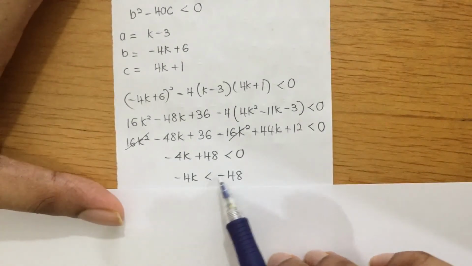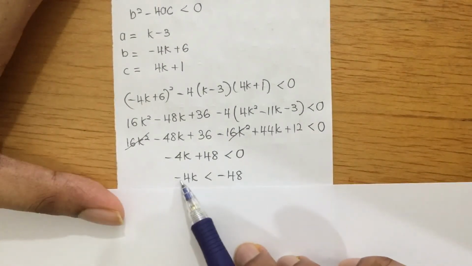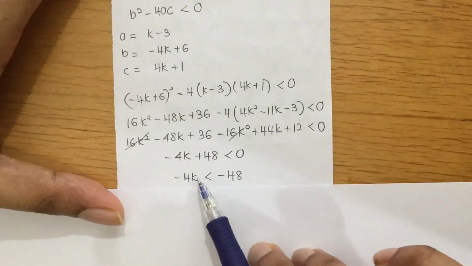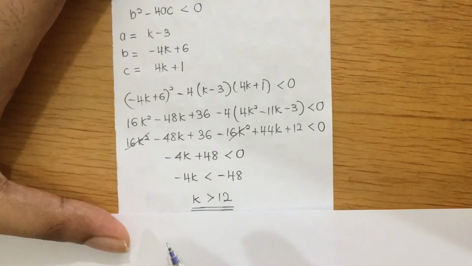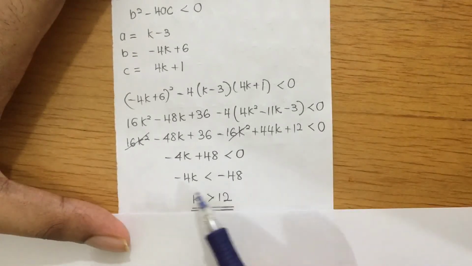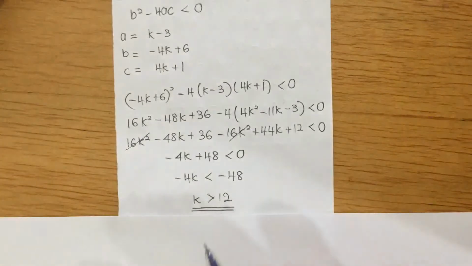Negative 4k less than negative 48. So since you involve a negative coefficient, when you want to find the k, you flip the inequality sign. So from here, negative 48 you divide with negative 4. So from here you get your k more than 12. Okay, let me turn back to the example 6. So please hold on for a moment.